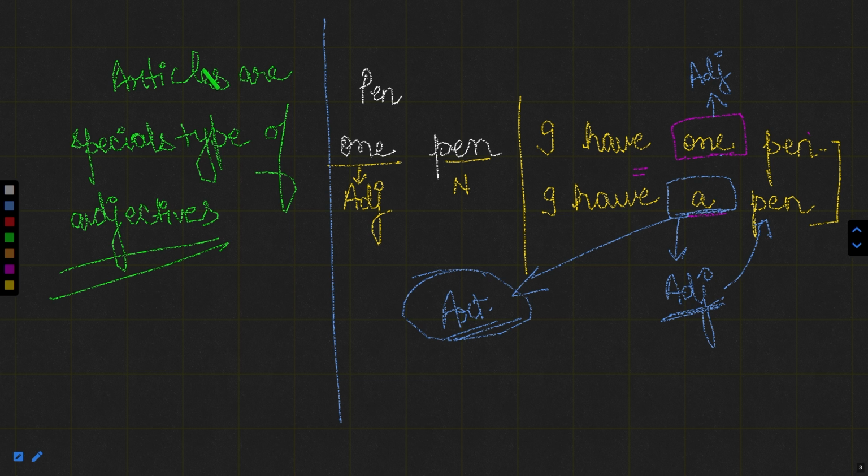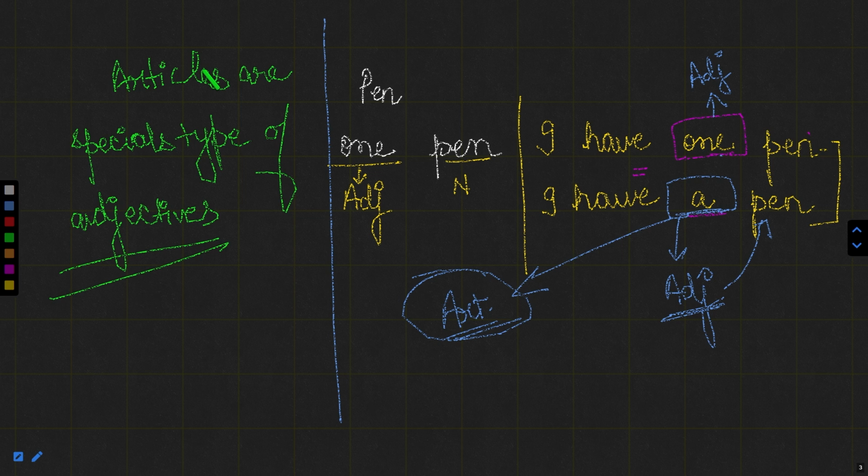So here we can say that articles are actually adjectives, or you can say a special type of adjectives. That is why we don't consider articles as parts of speech. Why so? Because adjective is actually a part of speech, and articles are special types of adjectives, or another type of adjectives. So the article is in the limits of adjectives. That is why we don't consider article as a separate part of speech.